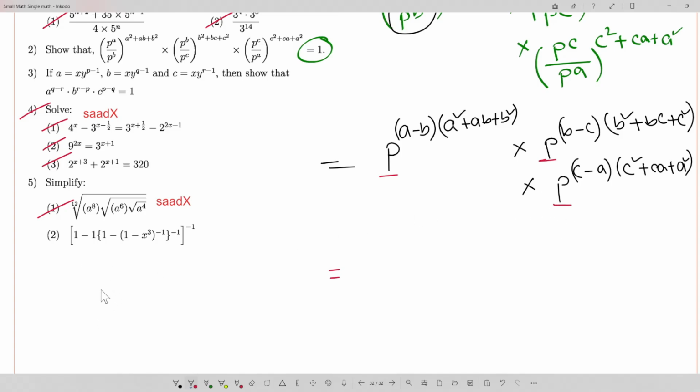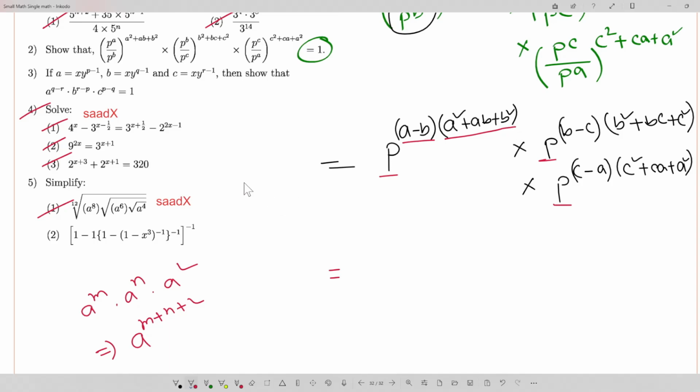We know once the bases are the same, in a product the powers will be added, like a to the power m times a to the power n times a to the power l. In this case we can write a to the power m plus n plus l, right? But here is one thing, here a minus b times a square plus ab plus b square.